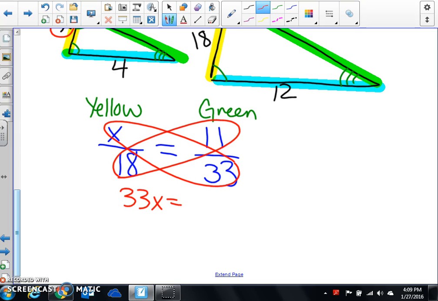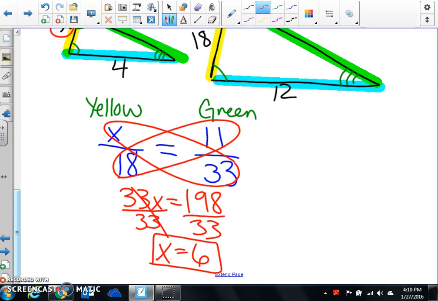18 times 11 is 198. And I divide both sides by 33, giving me X equals 6. So that missing side is 6. Let's do another one.